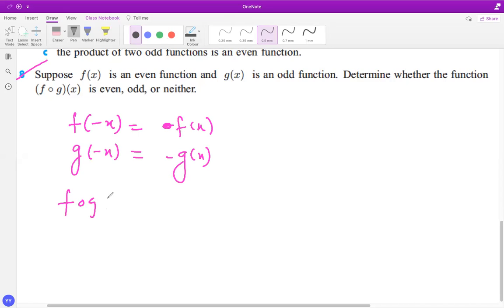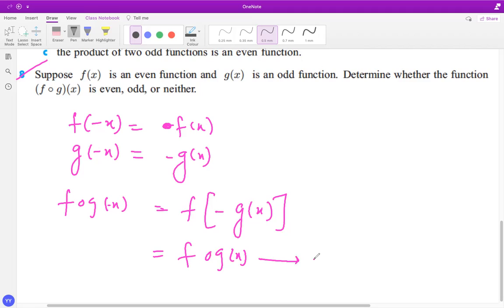So f of g of x will be basically, if I replace x with minus x, it'll be f of minus g of x, because we know that g of x is an odd function. Now f of minus will become the same as f of g of x itself. So this is an even function because it is the same as f of g of minus x.